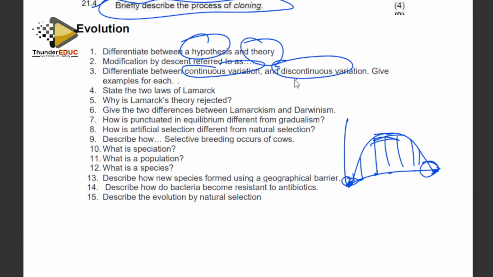Discontinuous is the type of variation where there is a clear cut between the two. You are either tongue roller or non-tongue roller. You are either male or female. Don't tell me that these days they change. Let them change. But the way you are born, either male or female. Even if you are born with the two, one will be much more dominant than the other. So it means that you are either this side or this side. What about blood group? You're either blood group A or blood group B.